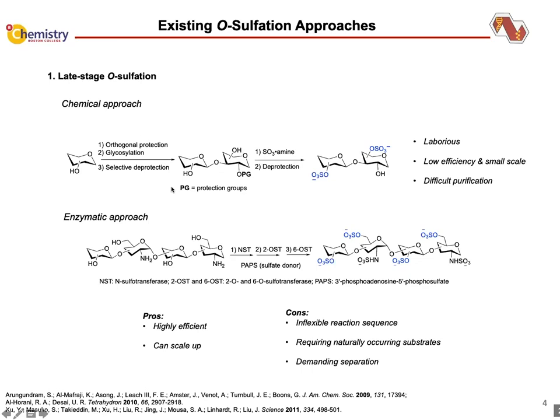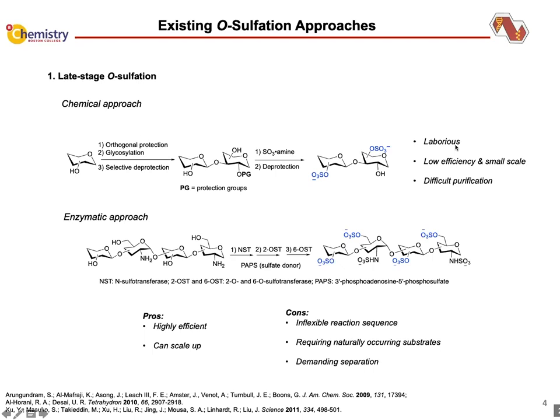And then it'll be sulfated using SO3-amine as a reagent to convert into the sulfate modification. All right. So this procedure has been the mainstay of a laboratory chemical approach for O-sulfation, or late stage O-sulfation, but it has suffered a series of issues.